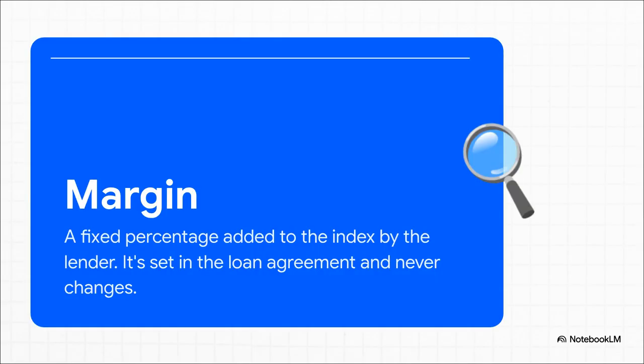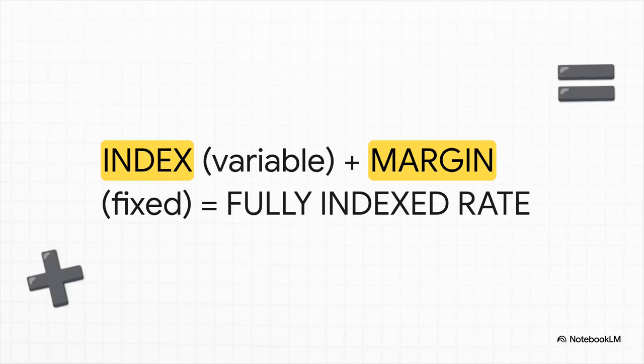Okay, so if the index is the unpredictable weather, the second part is the margin. You can think of the margin as the lender's profit, or their cost of doing business. It's a fixed percentage that they add on top. And this is so important. Unlike the weather, the margin is set in stone in the loan agreement. It never, ever changes. And here's the magic formula that brings it all together.